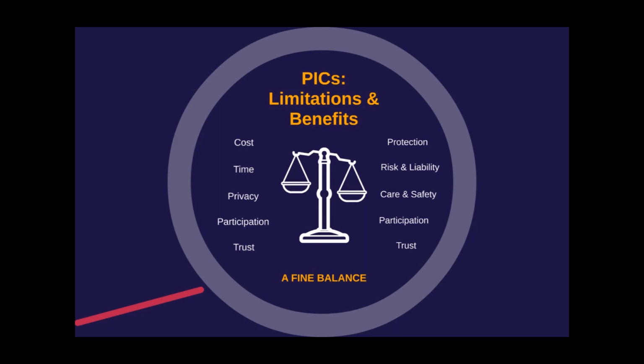It's important to find balance in the screening process. Part of the balance is understanding both the limitations and benefits to police information checks and vulnerable sector checks. First, limitations. Limitation 1. Cost. This can be a burden on your organization or volunteers. The cost to conduct a police information check is not standard across the province. They can range from free to $5 to $60 per check.